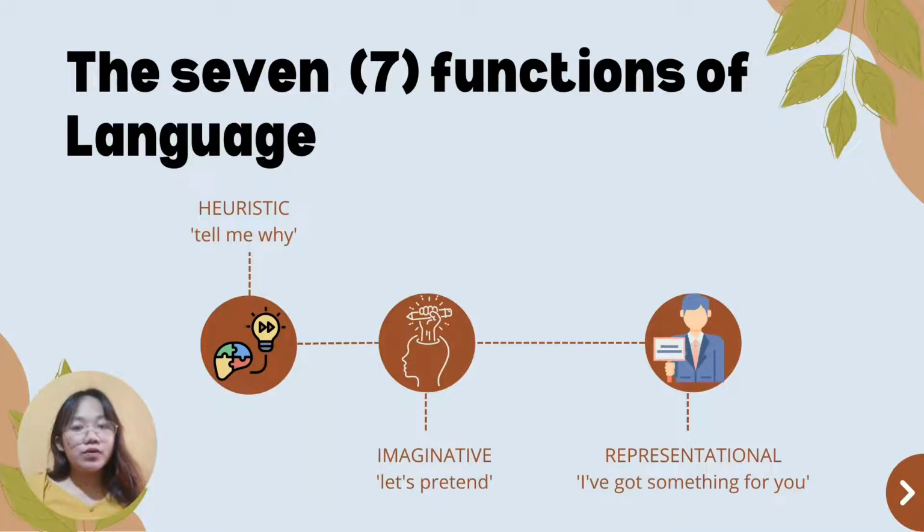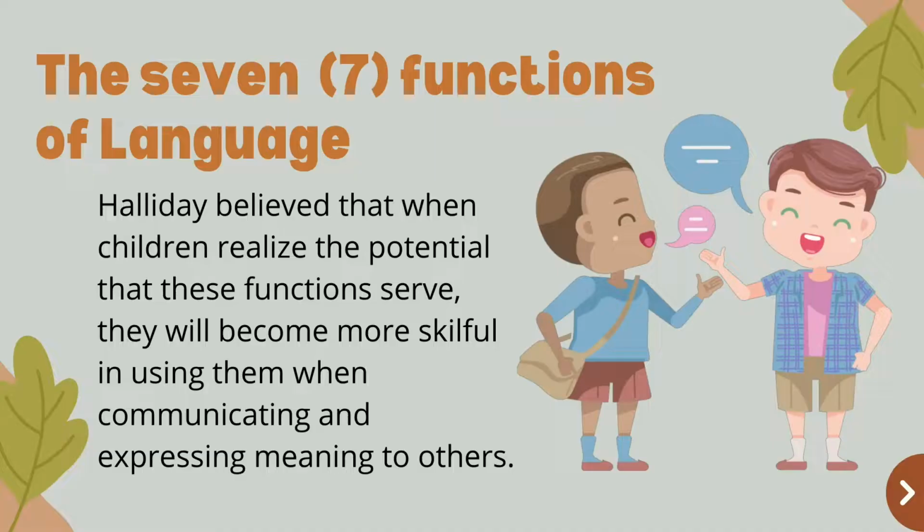We also have the heuristic, which means language for finding things out or for exploring the environment. Next, we have the imaginative, which is language as a means of creating a world of one's own. And lastly, the representational, which is language for conveying information. They believe that when children realize the potential that these functions serve, they will become more skillful in using them when communicating and expressing meanings to others.